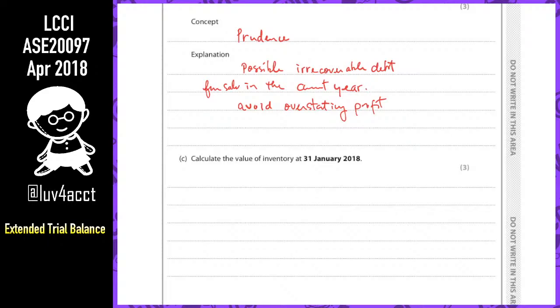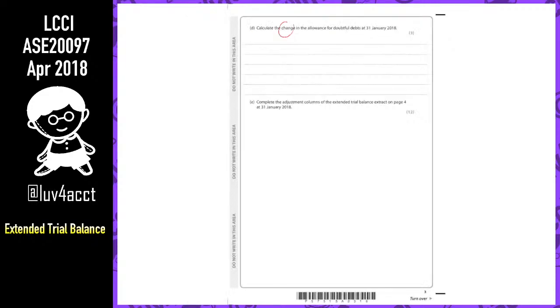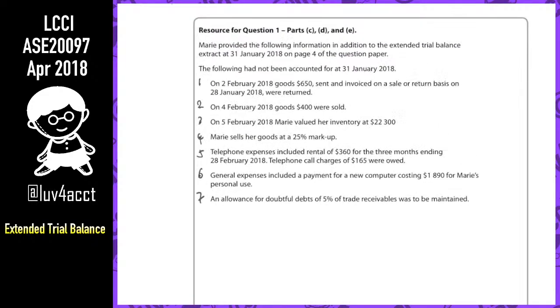Calculate the value of inventory, and also calculate the change in the allowance for doubtful debt. We'll deal with it when we have those information.